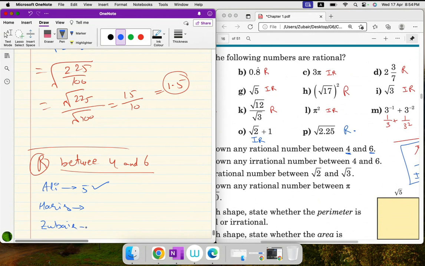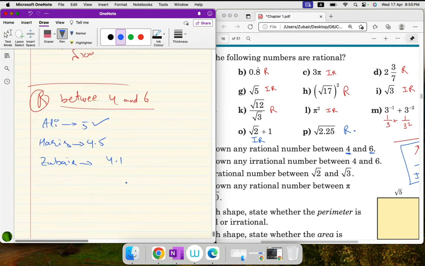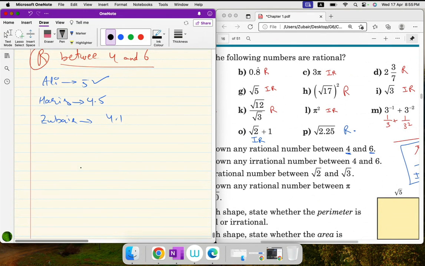Okay, I'll write one: 4.1. Can we add 4.5? Yes, anything. Now the fun part: there are so many, yes.